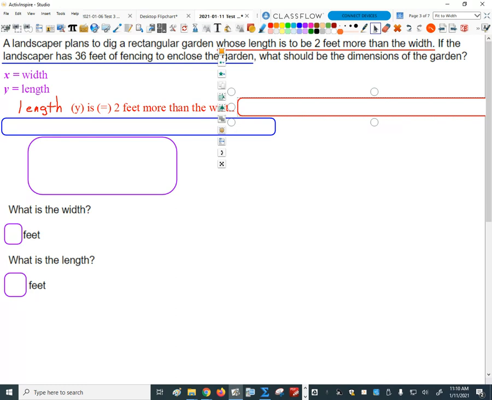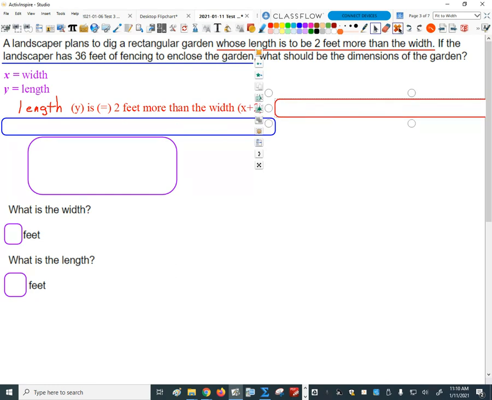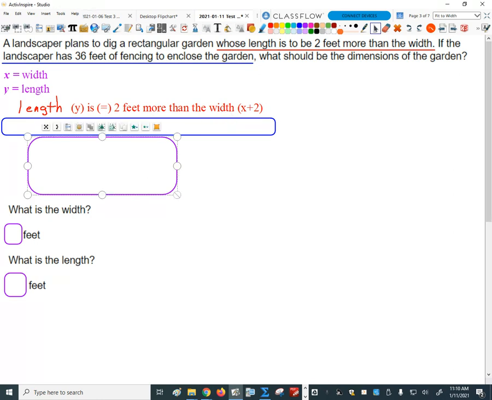What's 2 more than 7? Like if I've got $7 and you've got 2 more dollars than I do, you don't have 14. What do you have? 9. There you go. So I'm not multiplying by 2. What am I doing? Adding 2. There we go. So we get X plus 2, don't we? So the length Y equals 2 more than the width, X plus 2. So there's our first equation: Y equals X plus 2.